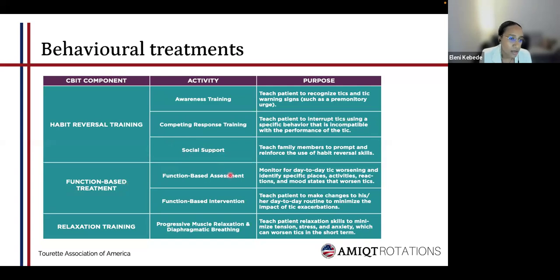Functional-based treatment is basically identifying triggers. So on assessment, they should do a monitoring day-to-day activity to see what worsens the tic, what triggers it as well, and noting those activities and then intervening. And by intervention, we do anything to change their day-to-day activity or routine to minimize those triggers and impacts of tic. And relaxation training is also important. Progressive muscle relaxation and diaphragmatic breathing. Patient relaxation has been shown to decrease anxiety and then decrease tic worsening.